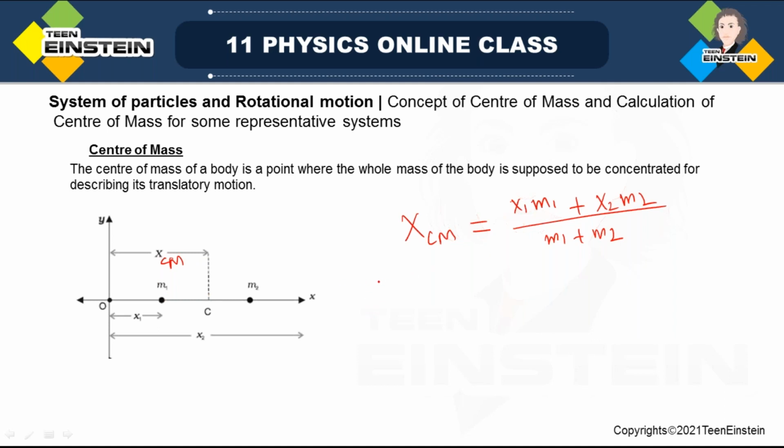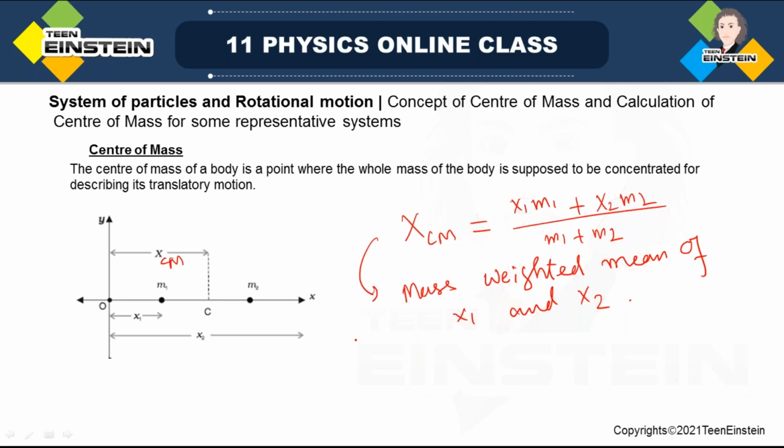You can see that this can be termed as the mass weighted mean of the x1 and x2 positions. So this is the center of mass.